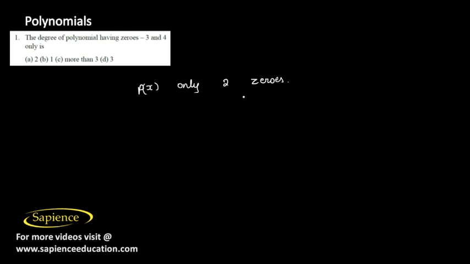So such a polynomial can only be a quadratic polynomial, because a polynomial of degree 2 is called a quadratic polynomial, and it has 2 zeros. The answer to the first question is A.